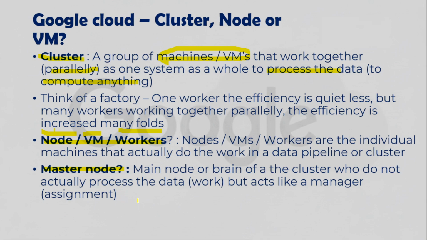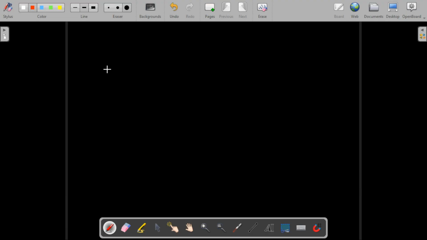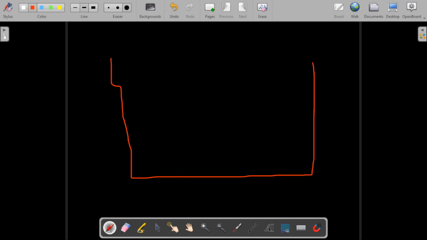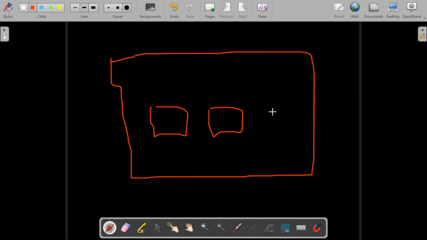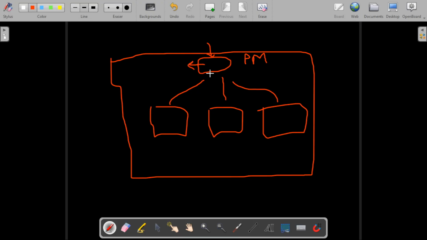Now we'll see what a master node is. Let me erase this so that you'll get a good understanding of master nodes. I will just have three workers because space is limited and my drawing is also not that good. So there is a master node, and a master node is just like your project manager. Usually the master node is the one who manages the task, but he will not do the real task. The real task, or the processing, is done by these workers.